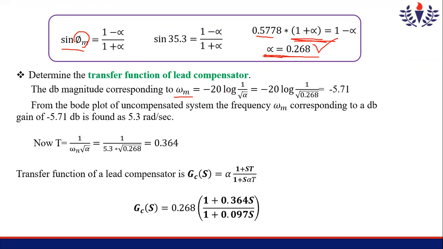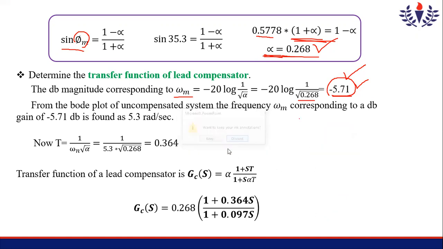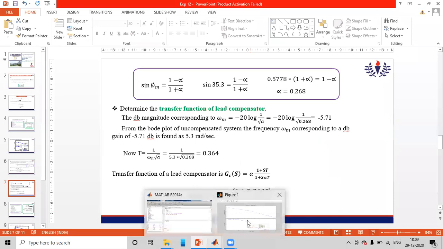That is minus 20 log of 1 by root of alpha. We already know the alpha value, so substituting, we get minus 5.71. This is the dB magnitude. Now we need to cross check: for getting this dB magnitude, what is the frequency? From the magnitude plot, we need to cross check. For this gain, what is the frequency we need? Minus 5.71. We'll open the graph.